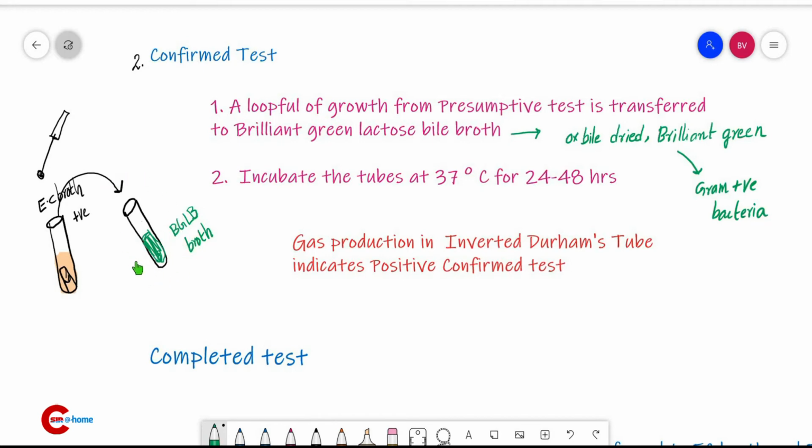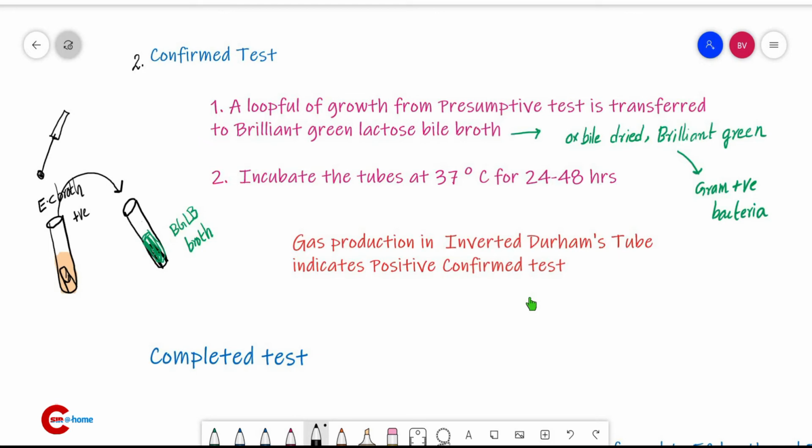Then incubate the tubes at 37 degrees Celsius for 24 to 48 hours. Here also, Durham's tube is there. So next day, if there is gas production in the inverted Durham's tube, it indicates a positive confirmed test.